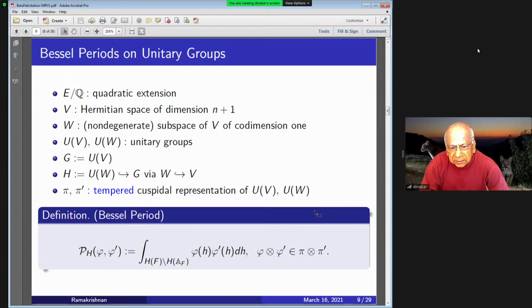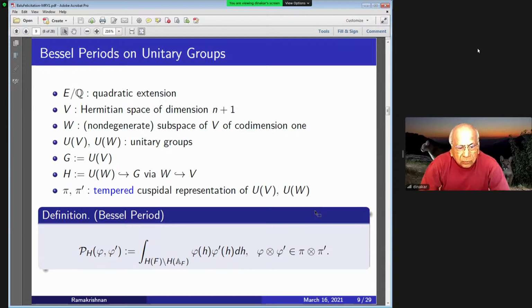is sitting inside G, induced by W sitting inside V. So you can think of it as U_n inside U_{n+1}, if you want. We're going to be interested very soon in U_2 inside U_3. I just wanted to say some things in general because there is nothing special about U_2 and U_3.